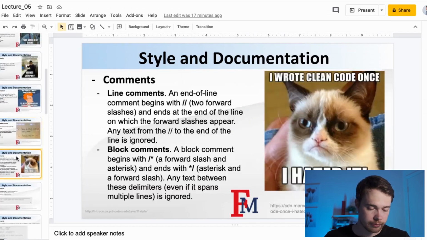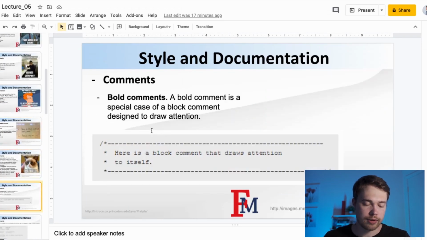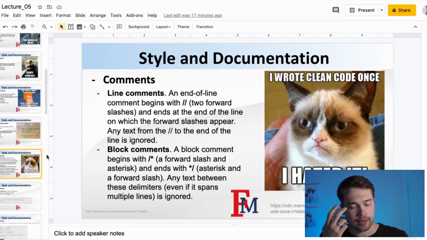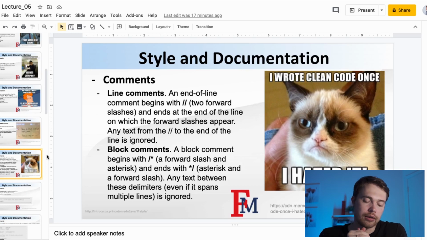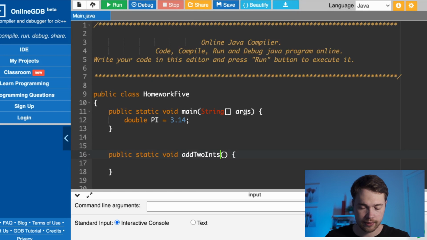Moving on. Comments. Let's talk about the comments. There are a couple of types of comments. One of them is called the line comment, which is an end of line comment, which begins with two forward slashes, forward, not backward, and ends at the end of the line on which the forward slashes appear. Any text from the double slash to the end of the line is ignored. So that would be the line comment.